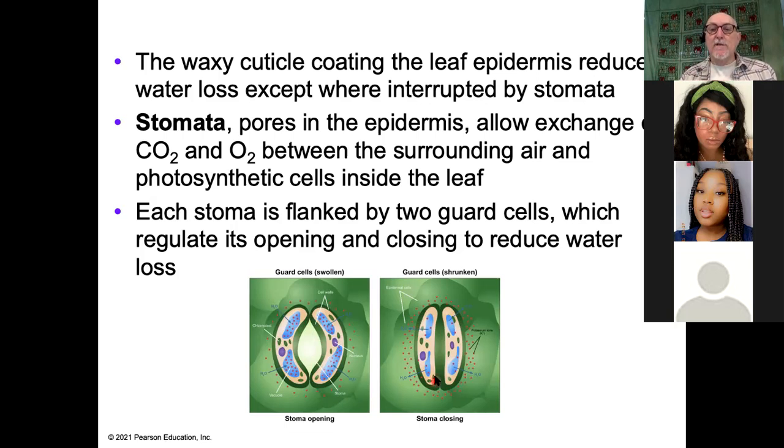And they will close the stoma when the plant is water stressed. They will only open when there's enough water, when the plant is well watered. And by doing so, they ensure that when there's water stress, you don't have loss of water from the leaf that the plant cannot afford.